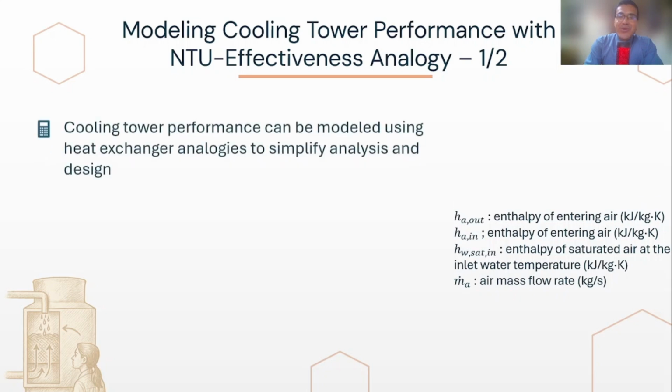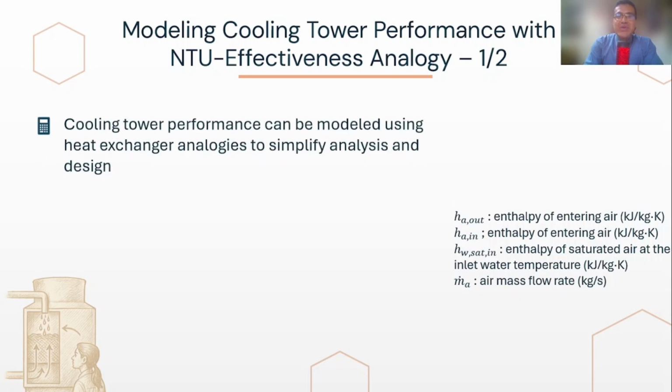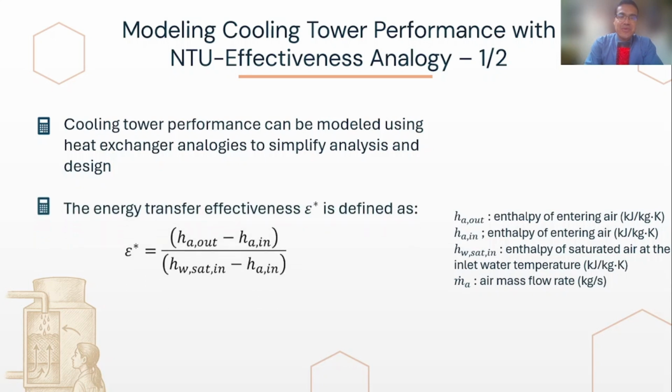To estimate how a cooling tower performs, we can use a familiar tool in thermal system analysis, the NTU effectiveness analogy. Just like in heat exchangers, it relates the actual heat transfer to the theoretical maximum. The effectiveness, denoted epsilon, compares the enthalpy gain of the air to the maximum possible gain if it were fully saturated by water's temperature. This tells us how efficiently the tower performs its cooling.